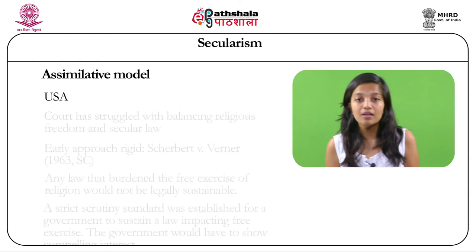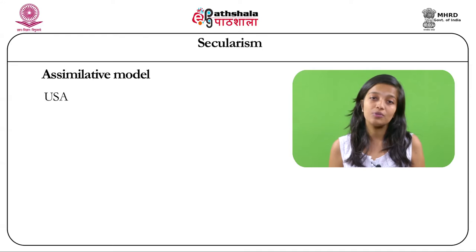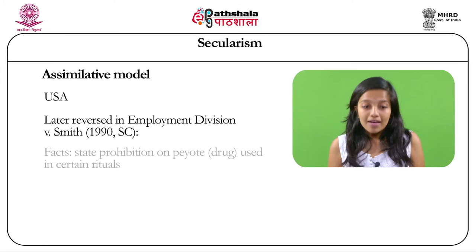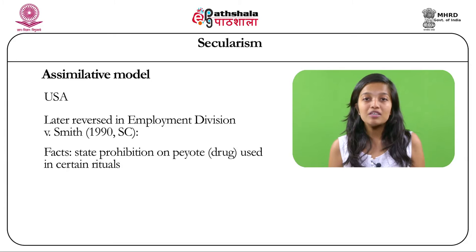The Sherbert test was revisited later on in another decision of the US Supreme Court in 1990 called Employment Division versus Smith. The facts in this case concerned a state prohibition of peyote. Peyote is a drug that was used for religious purposes by minority groups within the United States of America. The question was whether this particular ban was legal.